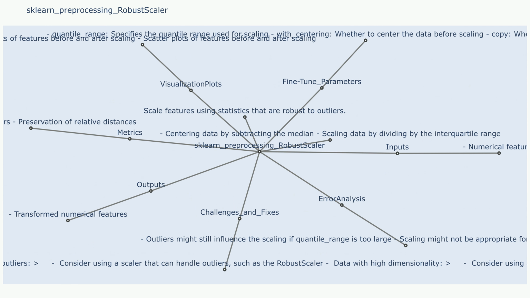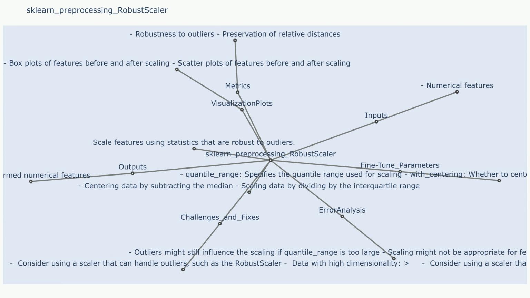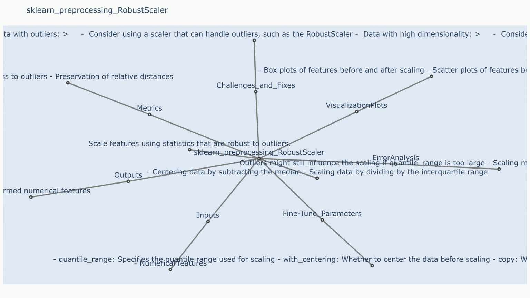Challenge 2. The robust scaler can be less effective when the data has a skewed distribution. Sample use case that resulted in challenge 2: a dataset with a long tail on one side of the distribution might not be well scaled by the robust scaler. Fixes to challenge 2. Consider applying a transformation to the data to make it more symmetric before scaling. Use a different scaling method, like the standard scaler, if the data has a Gaussian distribution.